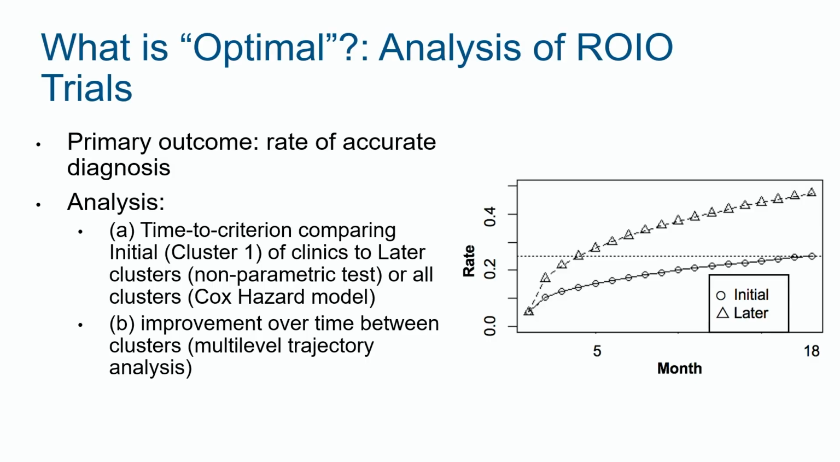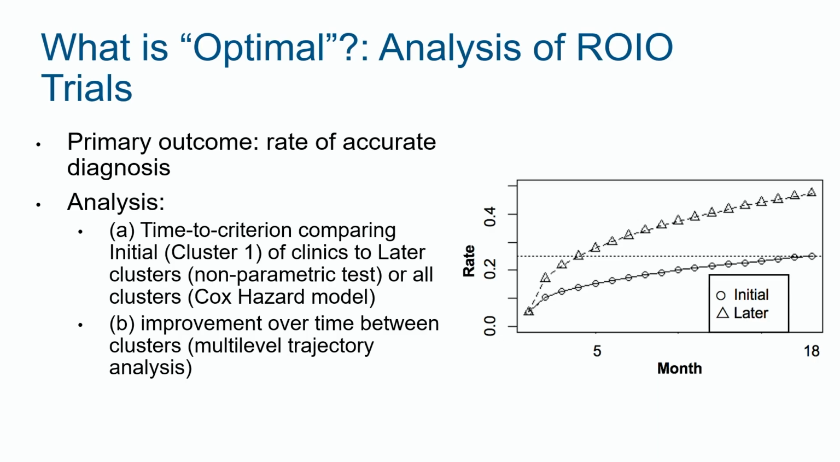So what you can do with this data is a number of things, and this is not even the whole list of things that you can do. Essentially in this trial, we had proposed to do a time to criterion, comparing the initial cluster 1 to later clusters using a non-parametric test. Or you can actually do all clusters using a Cox hazard model. The time to criterion for us was time to 25%. So again, we thought that at least by 18 months, we'd get to 25% for that initial cluster, but we could do it a lot faster. You could see by the 5th month, we're hitting that for our furthest cluster in the rollout sequence.